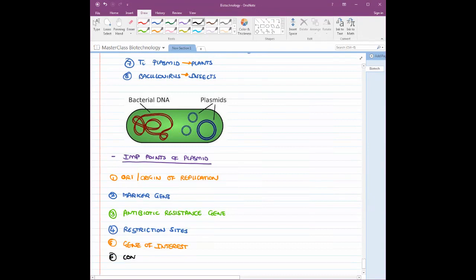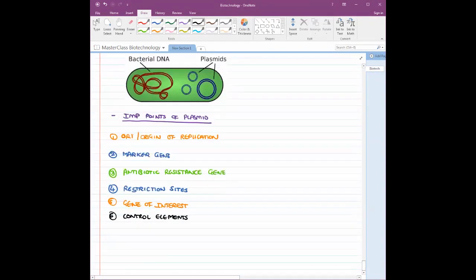Now, control elements are going to help increase the production, stop the production, something of that sort. Basically these control elements are nothing but your promoters or your operators. You must have seen these kinds of things in your operon models. So control elements: promoters, operators, etc. But now, what are these?